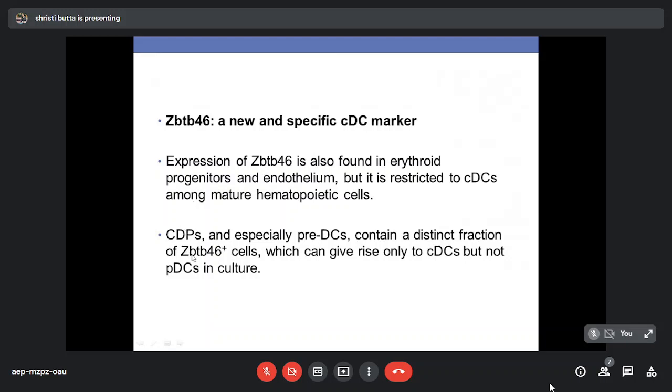ZBTB46. Why is it restricted? This is because the common dendritic cell precursors, and especially the pre-dendritic cells, contain a distinct fraction of these ZBTB46 cells, which can give rise only to classical dendritic cells and not to plasmacytoid dendritic cells when seen in culture. And so in the human body as well, this has been implicated.